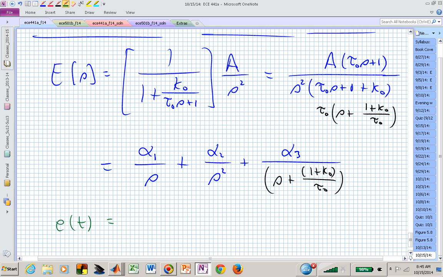What's the inverse Laplace transform of alpha 1 over s? Alpha 1, isn't it? That's just a constant. What's the inverse Laplace transform of alpha sub 2 over s squared? We're not having to find these alphas. A calculator can find these alphas. This is just alpha sub 2 t, isn't it? And what's the third term?